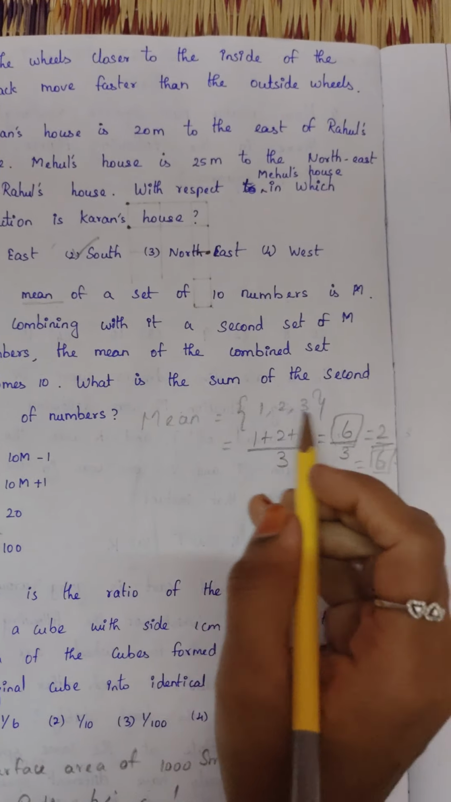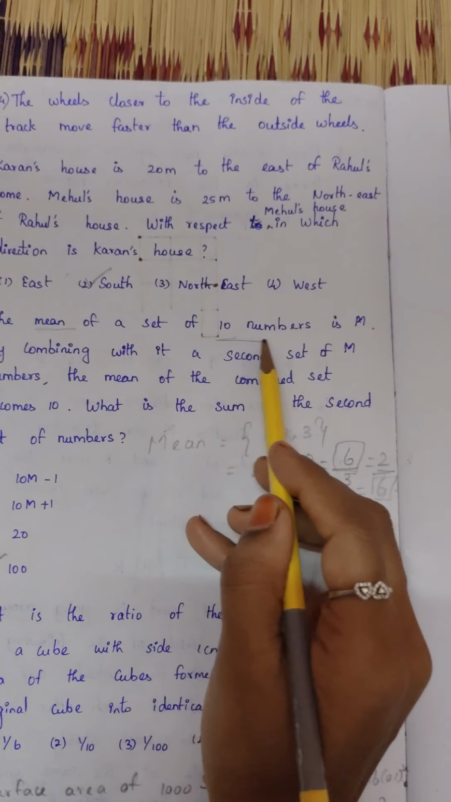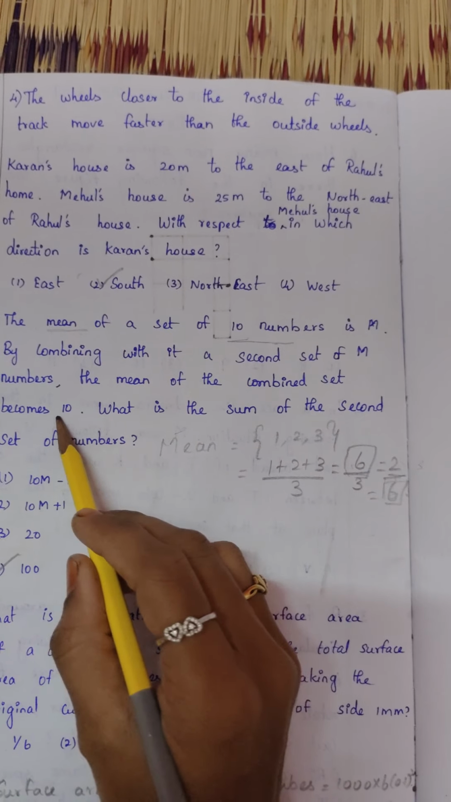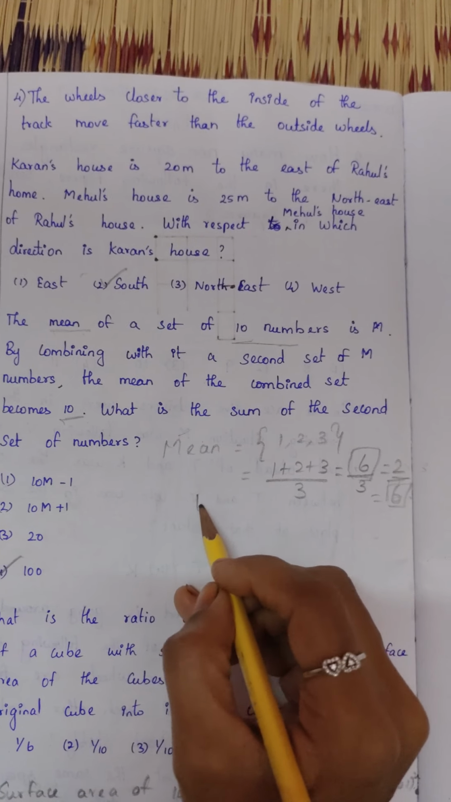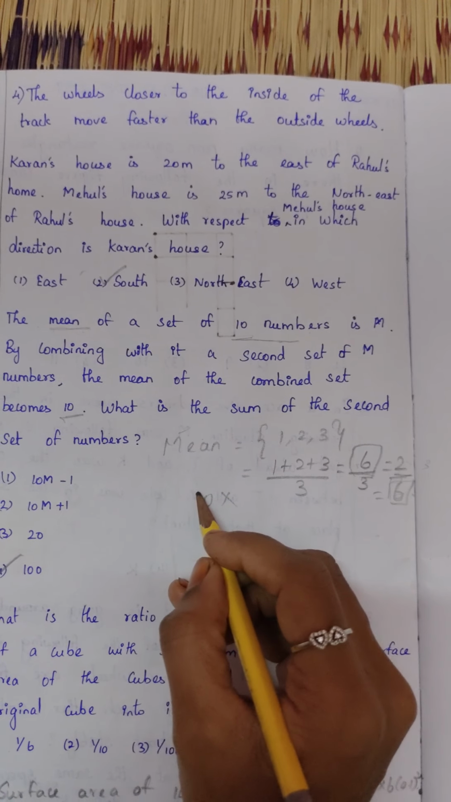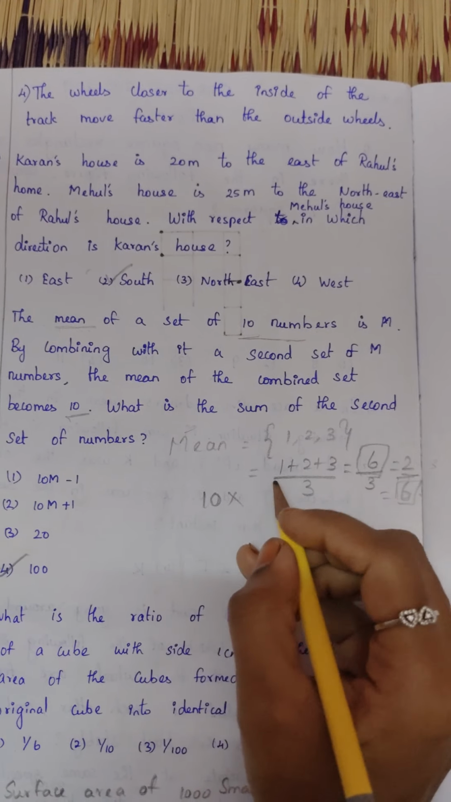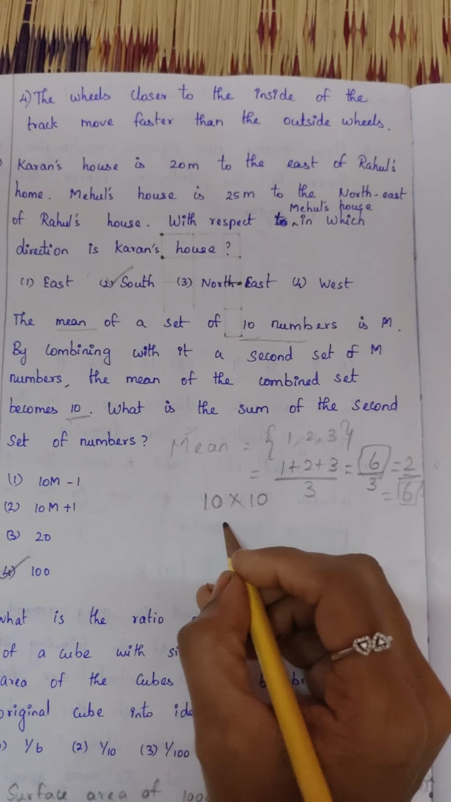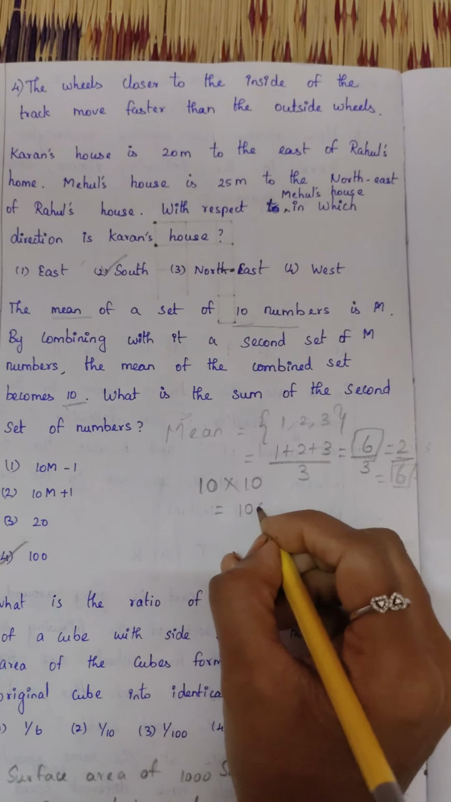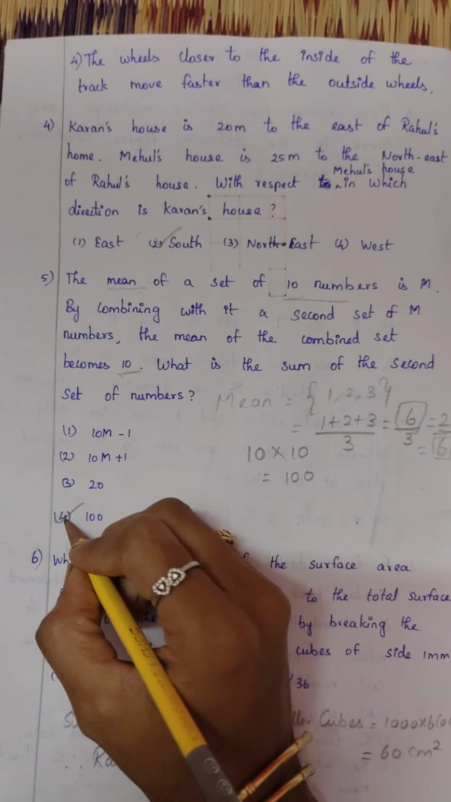By the same method, this set contains 10 numbers and the mean is 10. So multiplying the mean with the total number of numbers, we can get the sum of the numbers. So the answer is 100.